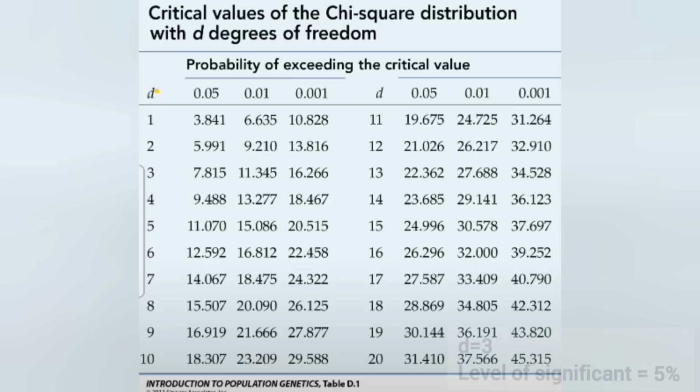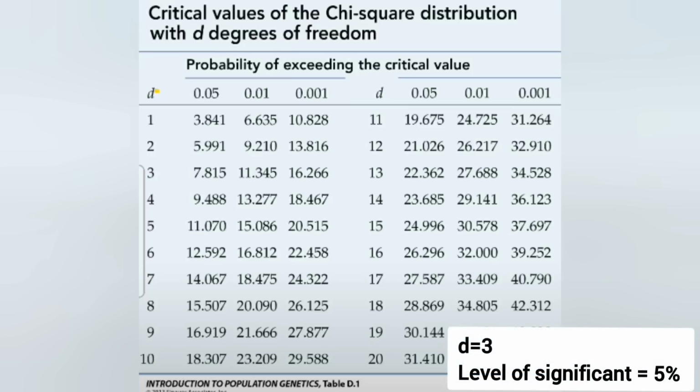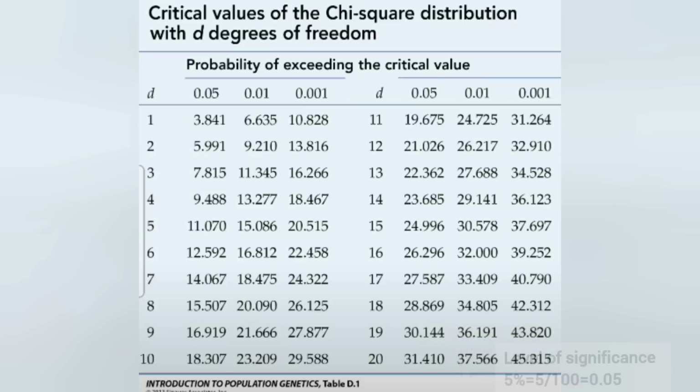Don't forget that we calculated our degree of freedom as 3. So on this table, we're going to locate 3. You can see 3 in this place. The level of significance that we are given is 5%. So we are going to check the degree of freedom 3 under the 5% level of significance. You know that 5% simply means 5 over 100, and 5 divided by 100 gives you 0.05. So we're going to check 3. This is 3.